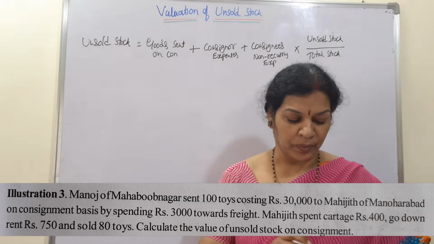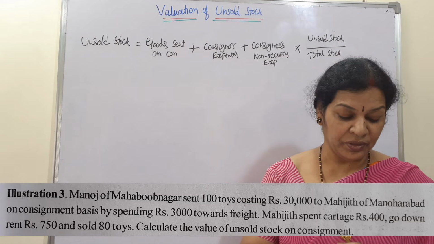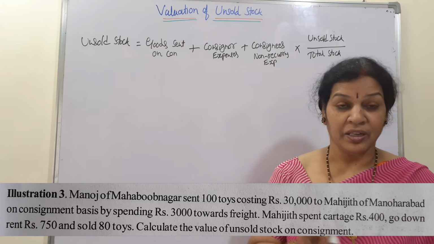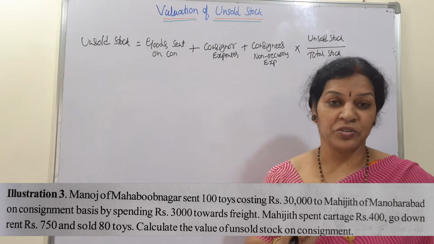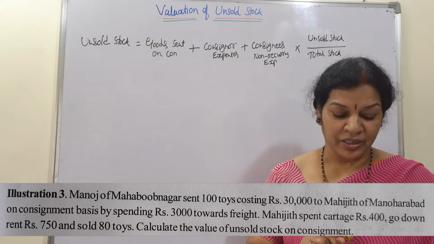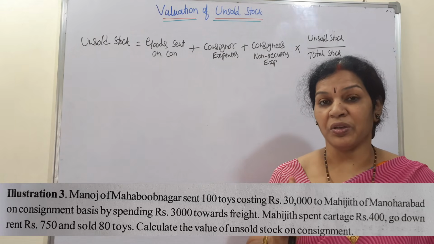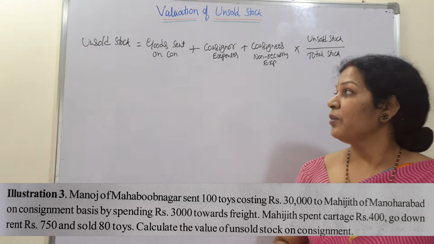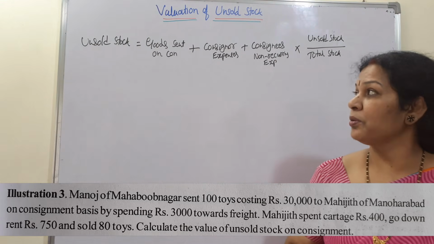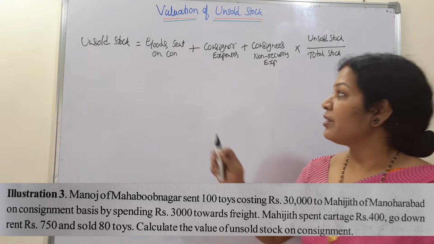Now if you see the problem, Manoj of Mahbub Nagar sent 100 toys. At the end of the line they said he sold 80 toys only. Out of 100 toys, 80 toys sold, means 20 is unsold. And they are asking us to calculate the unsold stock on consignment. So 20 is unsold. That 20 we have to calculate. For calculation, you can write the same formula. Unsold stock is equal to goods sent on consignment, it is how much? 30,000.